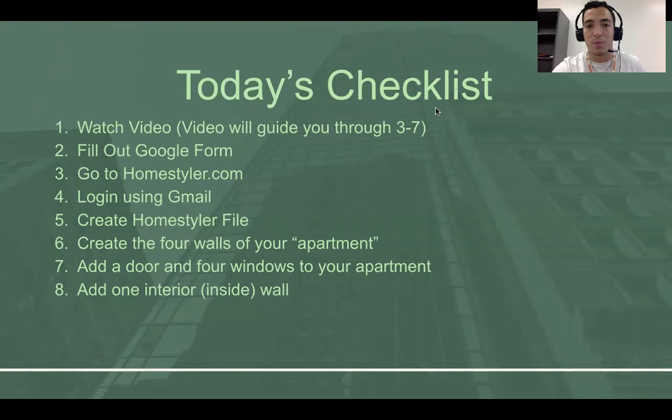Now we are going to build something. We are going to start building what we call your own apartment. It's going to be kind of like your dream apartment. This is a checklist I'm going to include in Google Classroom. Make sure to watch the rest of the video. It will help you out. And as always, let me know if you have any questions. Continue to the rest of the video.